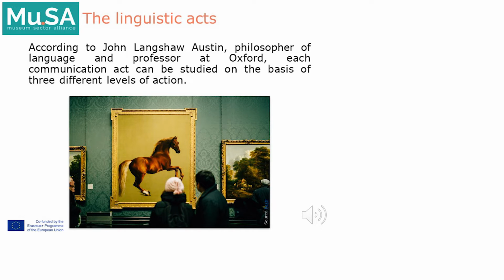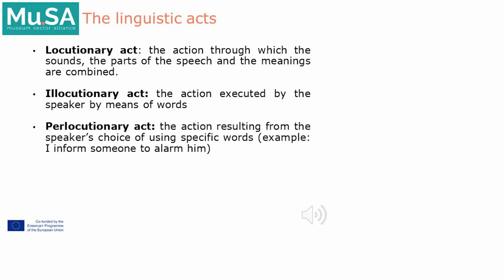The linguistic acts. According to John Langshaw Austin, philosopher of language and professor at Oxford, each communication act can be studied on the basis of 3 different levels of action. Locutionary act, the action through which the sounds, the parts of the speech, and the meanings are combined. Illocutionary act, the action executed by the speaker by means of the words. Perlocutionary act, the action resulting from the speaker's choice of using specific words. Example, I inform someone to alarm him.